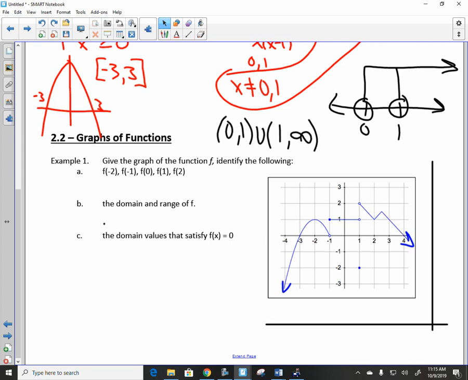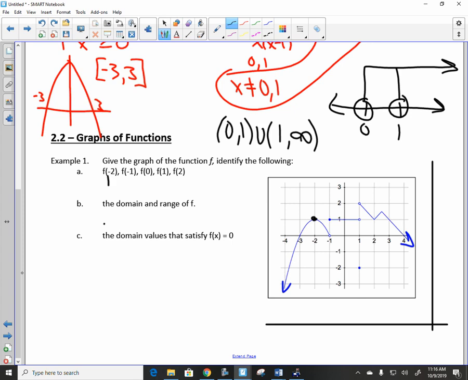Given the graph of the function f, identify the following: f of -2, f of -1, f of 0, f of 1, and f of 2. That means if you plug in an x value of -2, what's the corresponding y value? If you plug in -2, what's the corresponding y value? 1. Yeah, the height of the function is 1 right there.